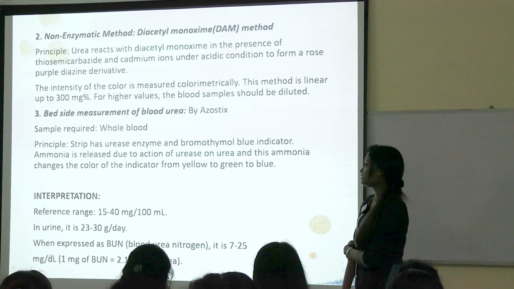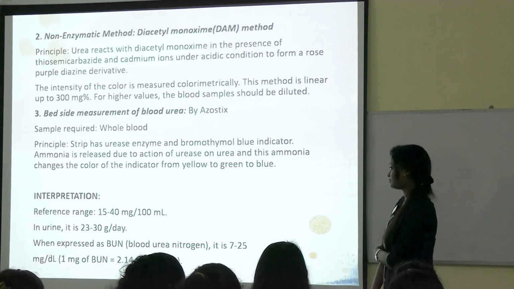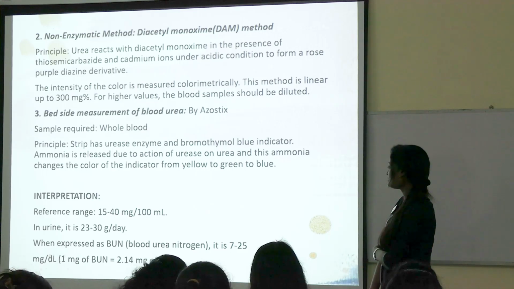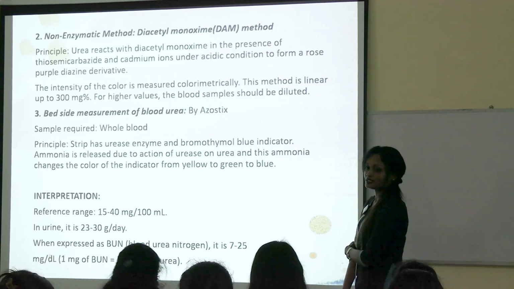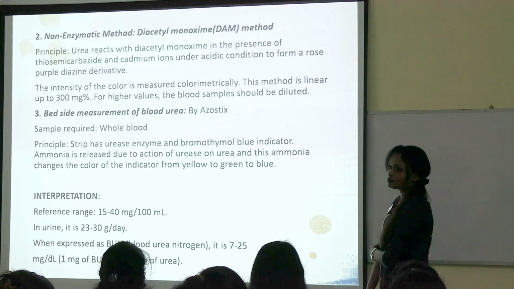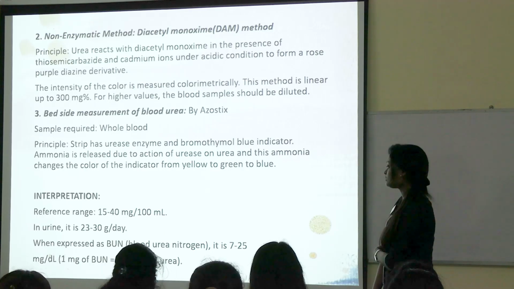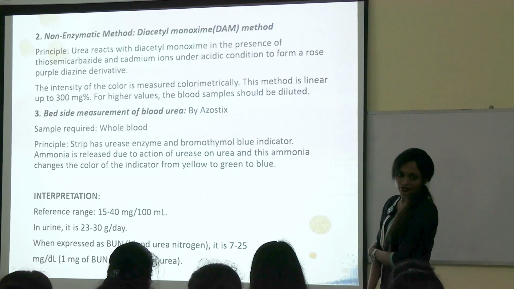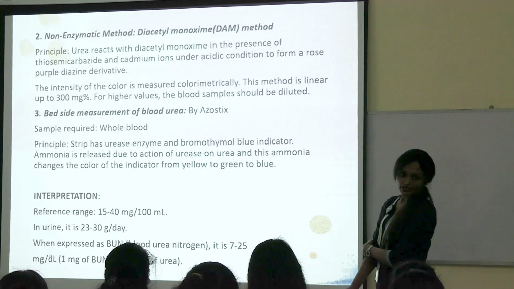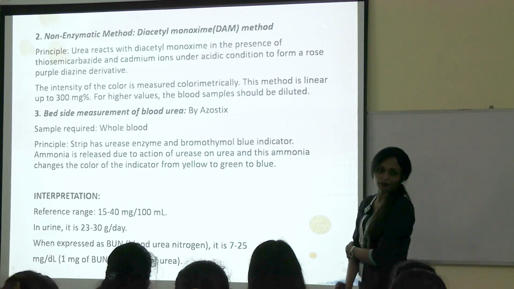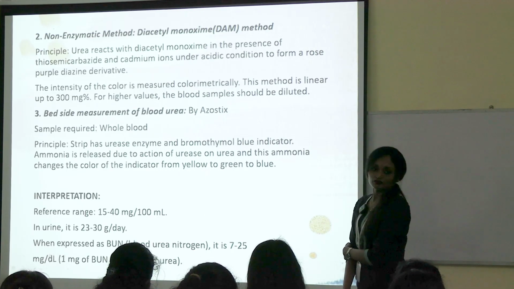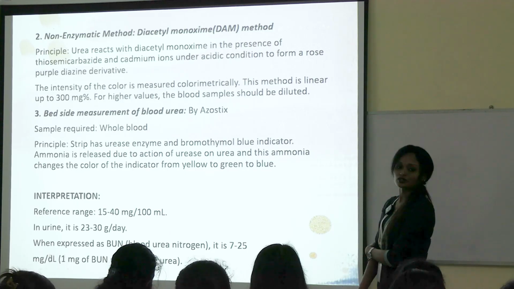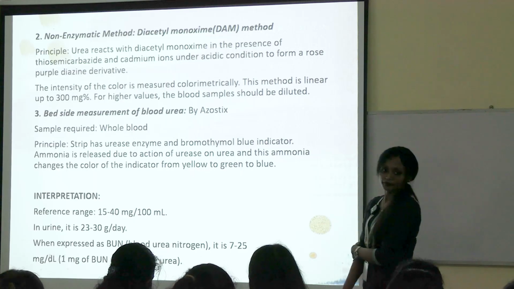In urine, it is 23 to 30 gram per day. When expressed as BUN, blood urea nitrogen, it is 7 to 25 milligram per deciliter, and 1 milligram of BUN equals 2.14 milligram of urea. One is urea, another is the nitrogen content of the urea, blood urea nitrogen. So both are not the same.